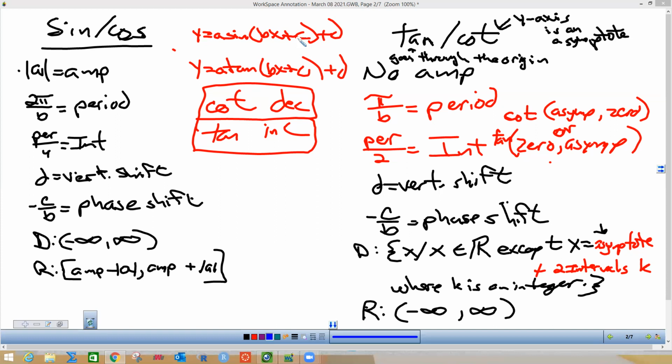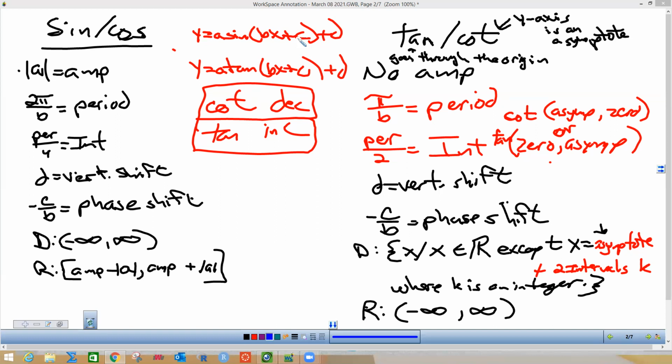But this means X is all numbers, which is negative infinity to infinity. So that and this mean the same. And then I put the key word in there. Except. Now comes where it doesn't work. So we're saying all numbers work except, and then it's going to be X equals an asymptote.